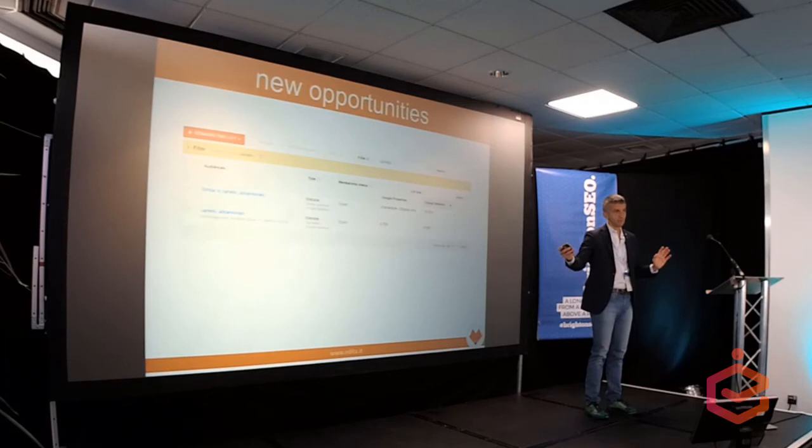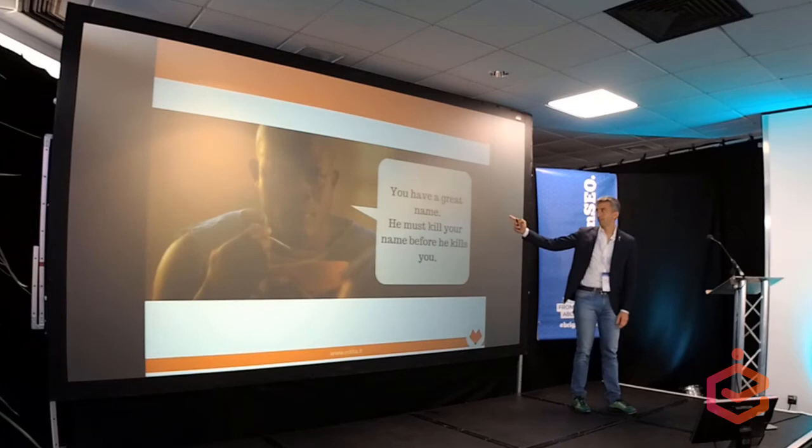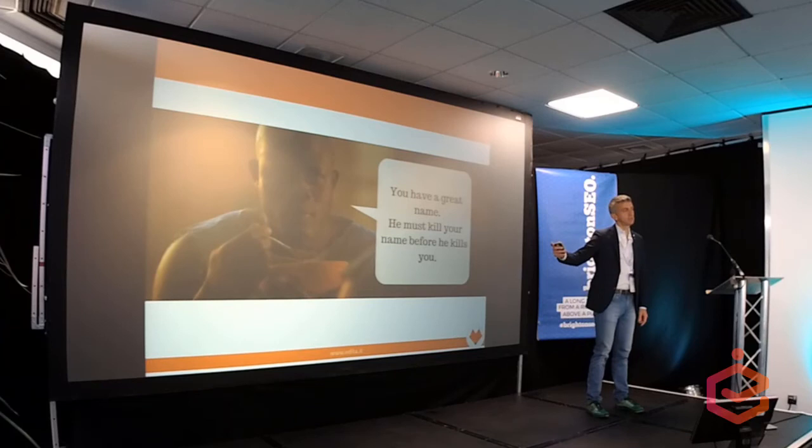But there is a little bit of an issue. In Gladiator, one of the other slaves says to Maximus, "You have a great name. The emperor has to kill your name before killing you." And many, many times, doing remarketing, we are killing our brand, because we are showing our brand so much and so many times that customers decide that now they are blind to our brand or they don't want to have anything to do with us.